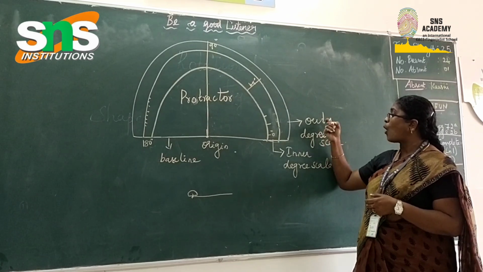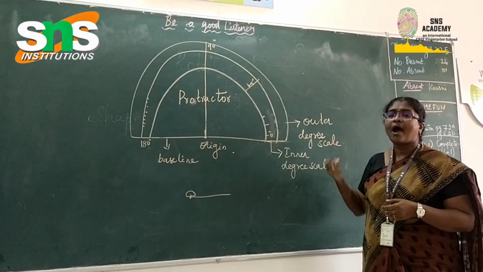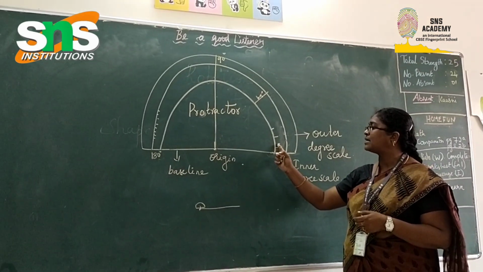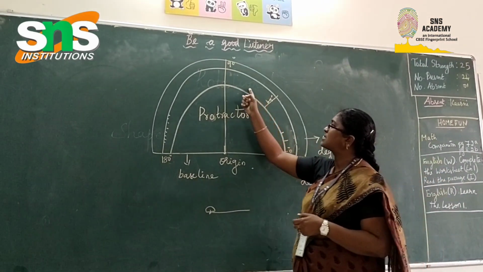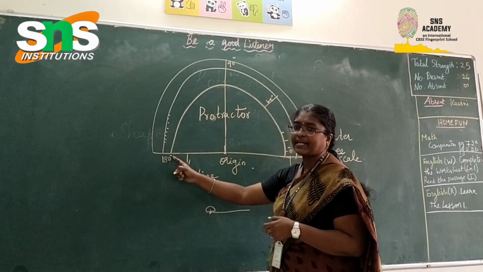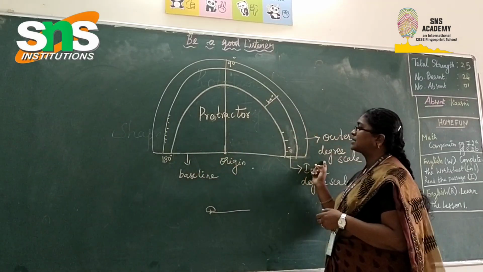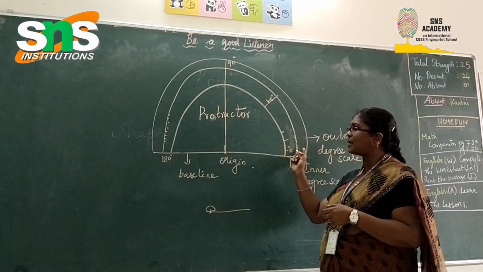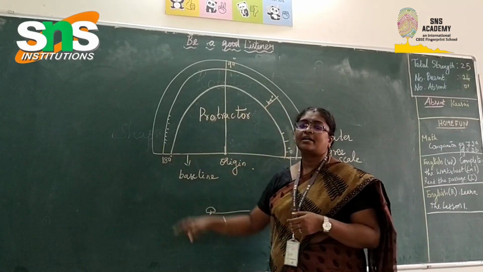Next comes the outer degree scale. What is that? The outer degree scale. In the inner degree scale, it starts at 10, 20, 30, 40, 50, 60, 70, 80, and reaches 180. The outer degree scale is just the opposite, just the reverse of it. It starts at 180 and reaches 0.